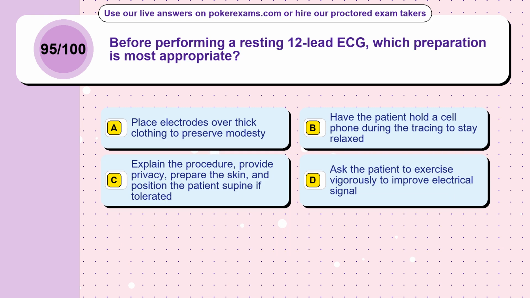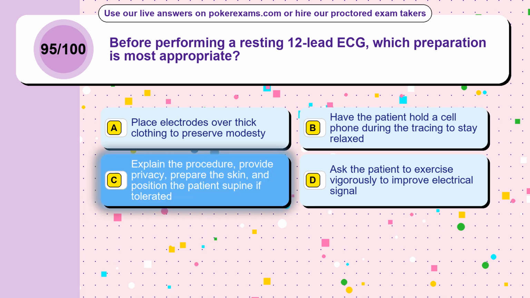Question 95. Before performing a resting 12-lead ECG, which preparation is most appropriate? Option A, place electrodes over thick clothing to preserve modesty. Option B, have the patient hold a cell phone during the tracing to stay relaxed. Option C, explain the procedure, provide privacy, prepare the skin, and position the patient supine if tolerated. Option D, ask the patient to exercise vigorously to improve electrical signal.